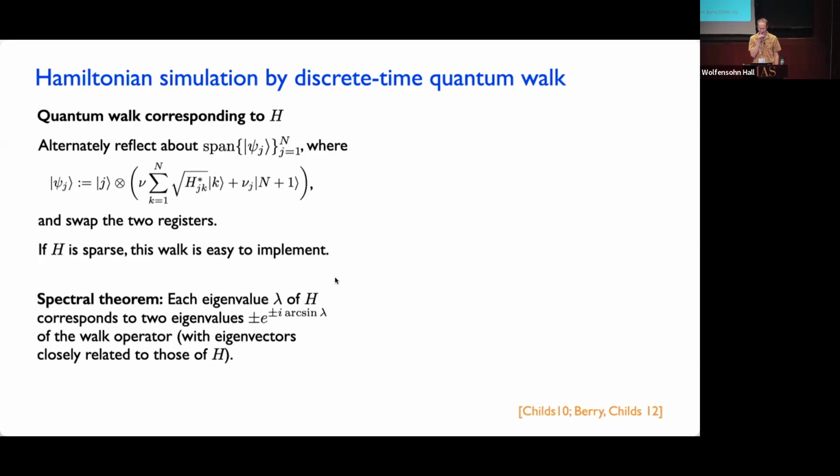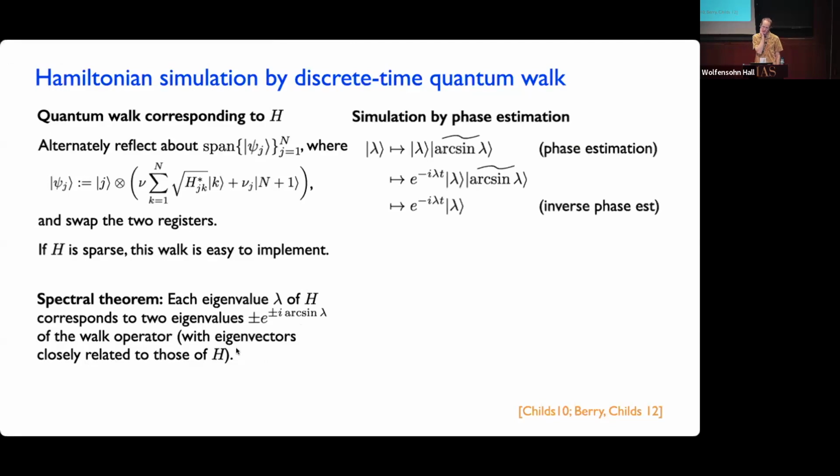And the thing that's nice about it, aside from the fact that you can implement it efficiently, is that it has information in it about the spectrum of the Hamiltonian. Specifically, you can show that if you've got an eigenvalue lambda of the Hamiltonian, then there are going to be two corresponding eigenvalues of this larger thing. There's also some other part of the space that we're not going to care about. But for every eigenvalue lambda of H, there are two corresponding eigenvalues of this operator that are e to the i times the arcsine of lambda, and two different ones with different plus and minus signs. And the eigenvectors are also closely related to those of the Hamiltonian.